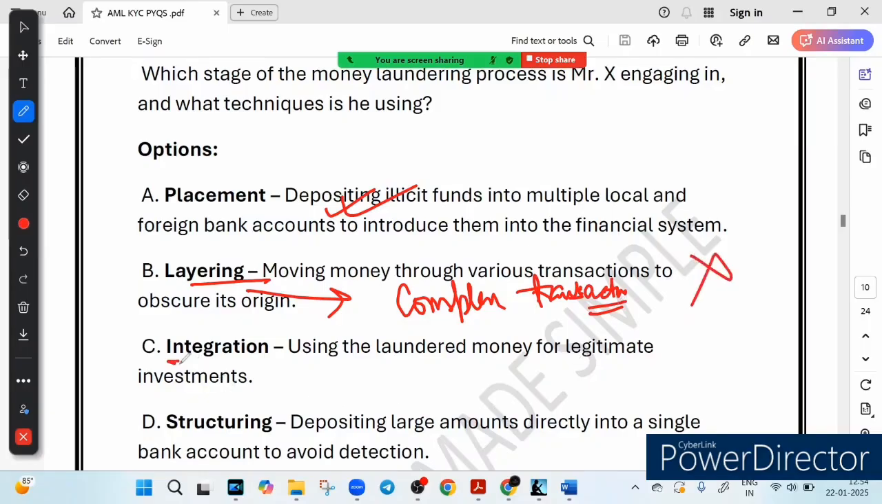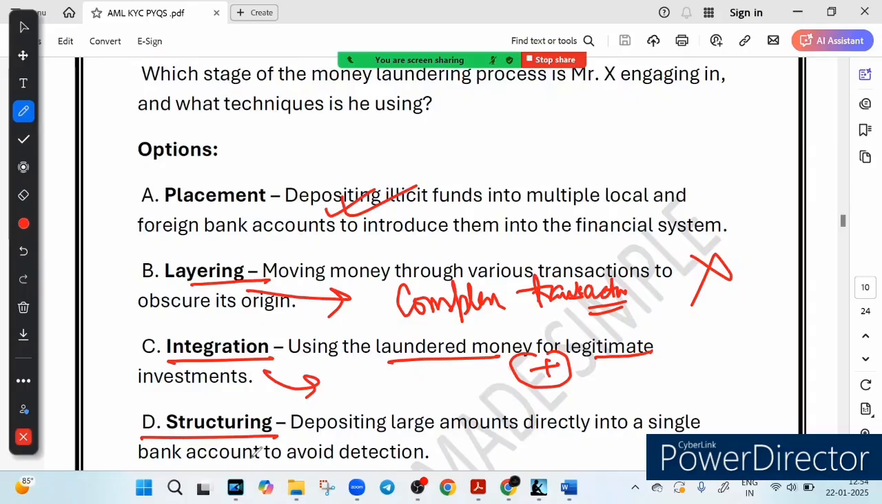Integration is also incorrect because integration is the final stage of money laundering where the laundered money is mixed with legitimate funds and used for legal investment. As the name itself suggests, laundered money is mixed with legitimate funds, right? So it is used for legal investment. Mr. X is not at this stage yet. And option D says structuring. This is incorrect as well. Structuring involves breaking large cash transactions into smaller amounts to avoid reporting thresholds. While Mr. X is depositing a small amount, he is also smuggling money abroad, which does not fit the definition of structuring entirely.